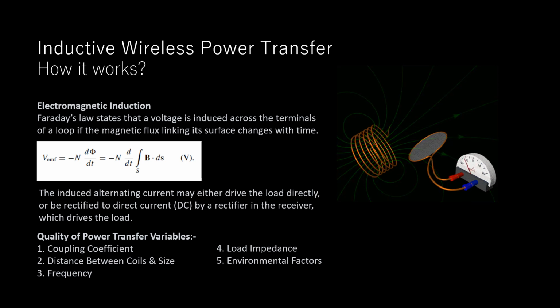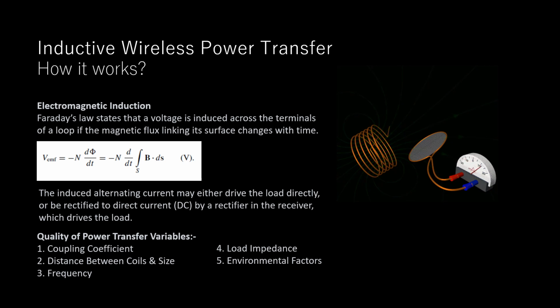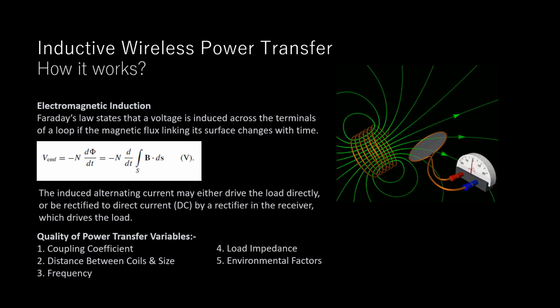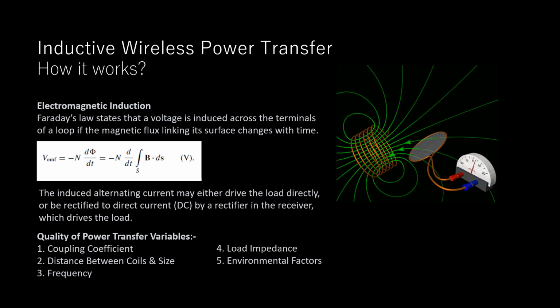The impedance of the load connected to the receiver coil affects the efficiency of the power transfer. The load should match the receiver coil for maximum power transfer. Environmental factors such as the presence of metal objects or other materials that can absorb or reflect the magnetic field can also affect the efficiency of power transfer.